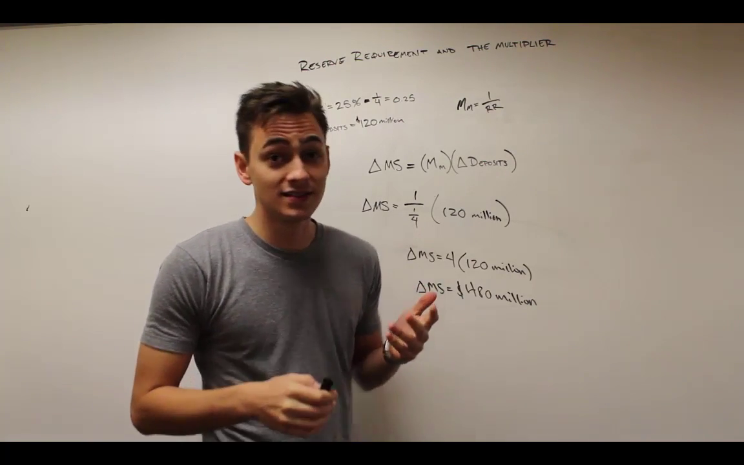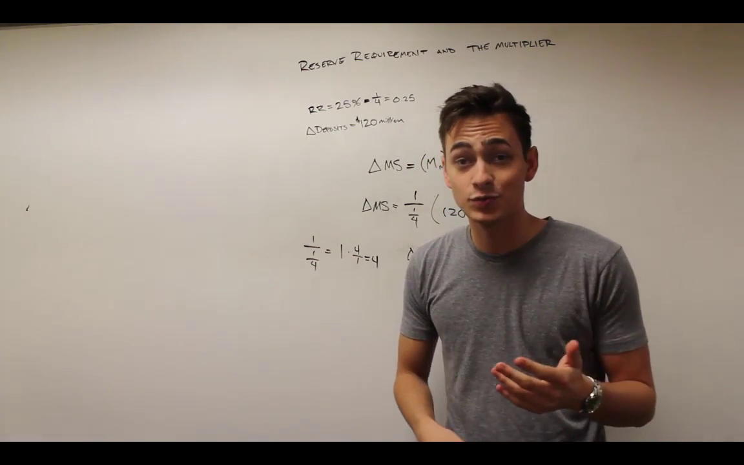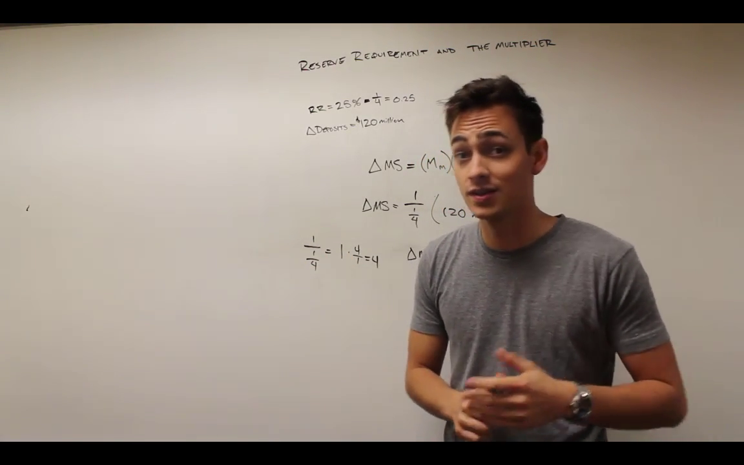Alright, so that is how the money multiplier, the reserve requirement, and changes in deposits work to change the money supply. Hope that made sense.